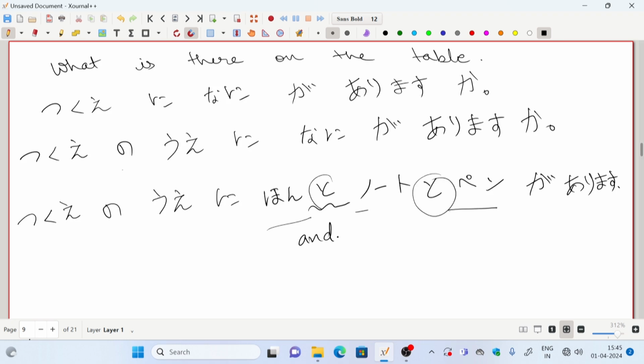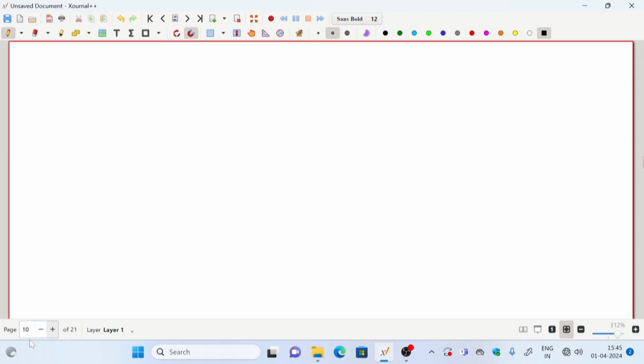So this is a question. Tsukue no ue ni nani ga arimasu ka? Tsukue no ue ni hon to noto to pen ga arimasu. Next, if we want to say the same thing, tsukue no shita ni nani, or some other object we can take.